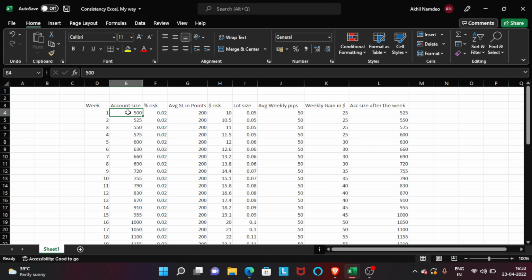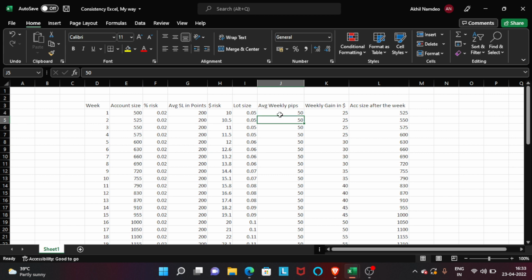And this is very, very simple, right? Very simple in the way that we are using perfect risk management. We are only using 2% risk of our account, so we don't need to stress about anything. We don't need to stress that if the trade goes against me, I'll be in a big drawdown or anything like that. And this average weekly pips target which I have taken is very minimum, like 50 pips on gold.